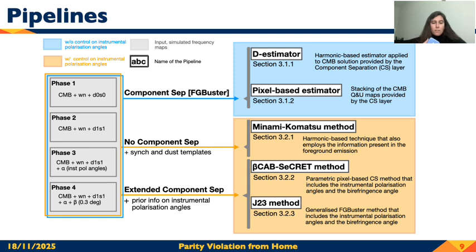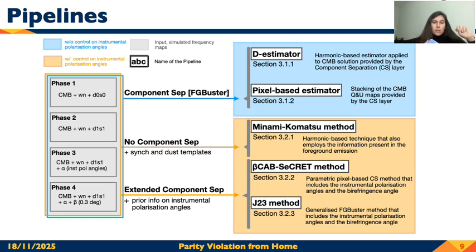So here you can see a simple scheme of all the analysis. On the left you see the simulations that we used that I've just described, and on the right the 5 different pipelines that we developed. We have split them into two main groups, one where we have no control over possible polarization angles, highlighted in blue, and the other one where we can take into account that there might be non-zero polarization angles, highlighted in orange.